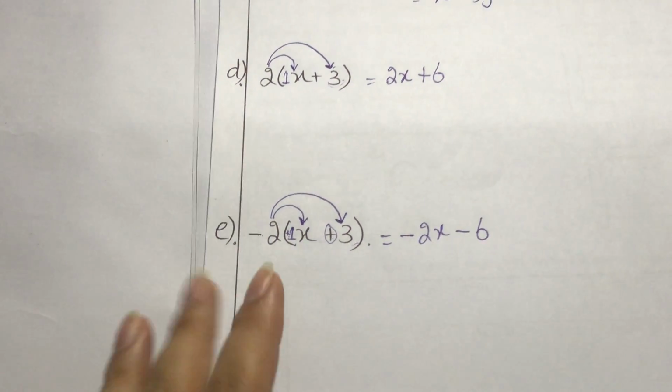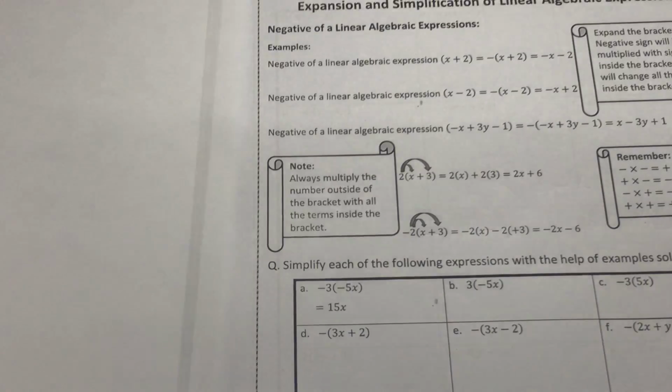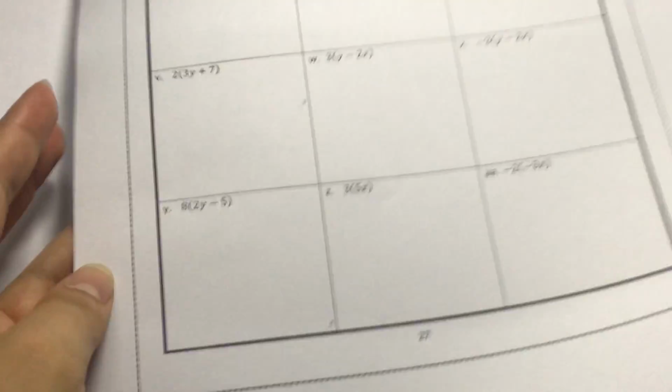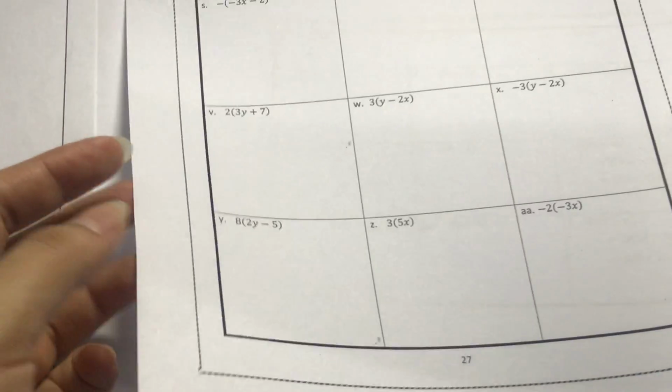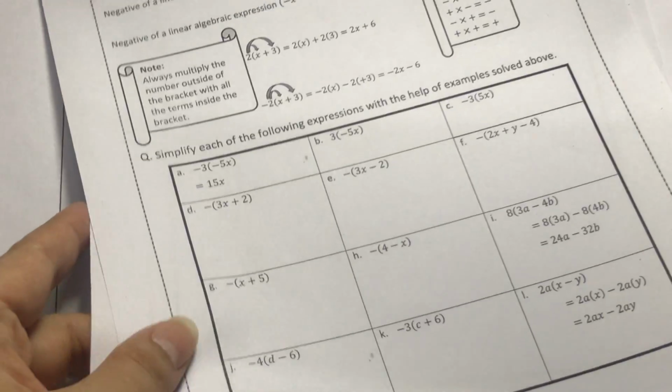Understood? Okay. If you have understood the procedure, you can solve the sums on page number 29 and on page number 30 of your booklets. If you face any difficulty, you can contact me.